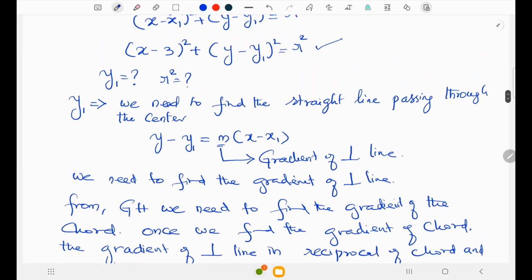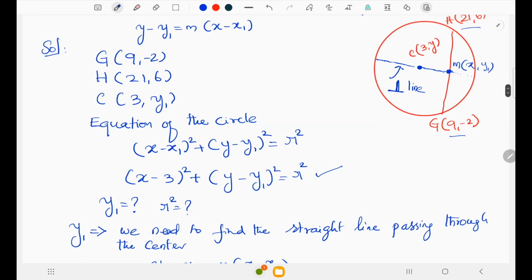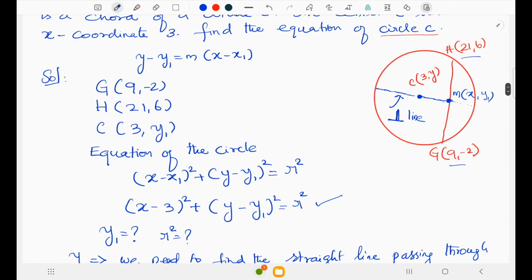Okay, understand how do we find the equation of a circle? The chord coordinates are given as G and H. The center coordinate is given as 3, y1. The equation of this circle C is (x minus x1) squared plus (y minus y1) squared equals r squared.